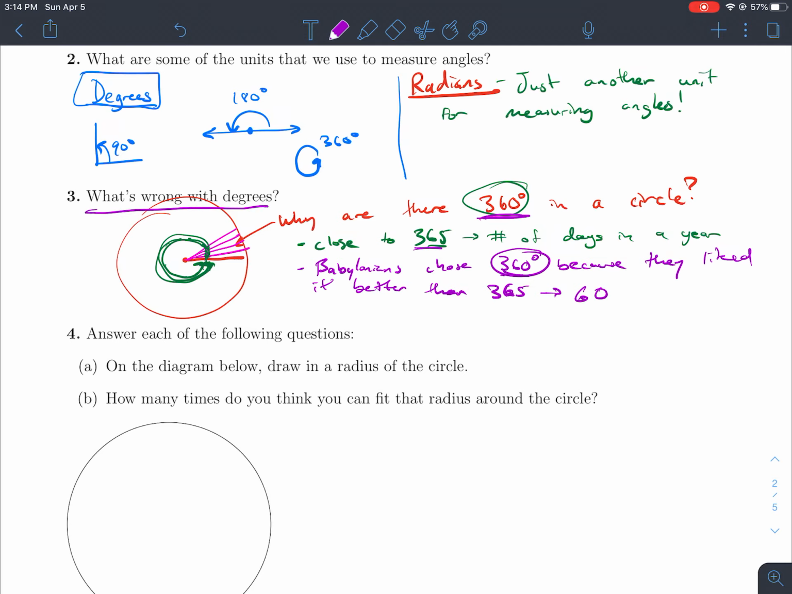And that's what's wrong with degrees. It's just an arbitrary choice that somebody said. There's 360 degrees in a circle. And there's no real reason why you have to rely on an arbitrary choice here. There is a natural way that you can measure angles in a circle. So let's try to improve on this random choice that the Babylonians made.